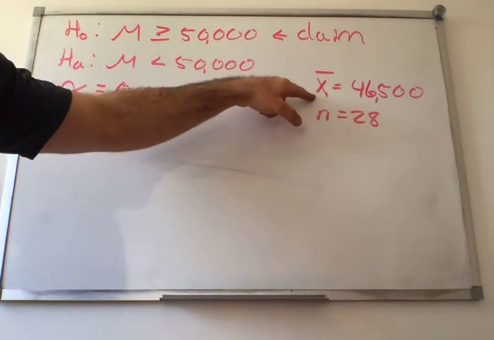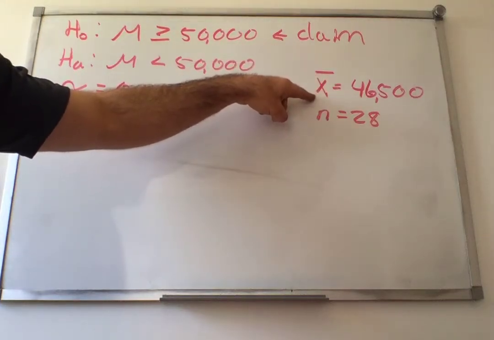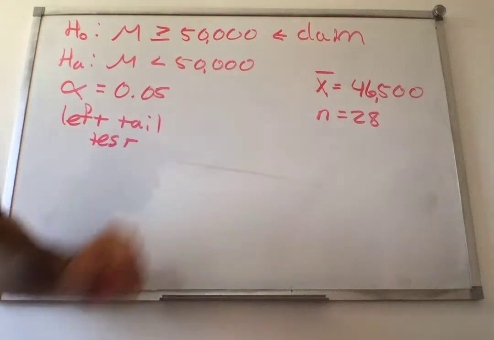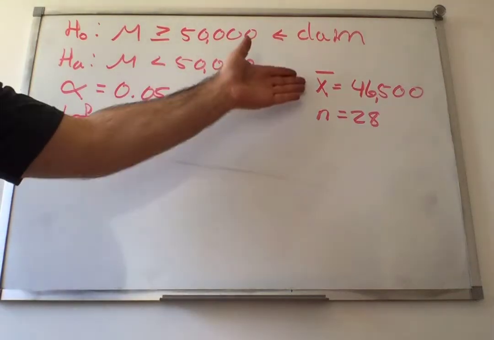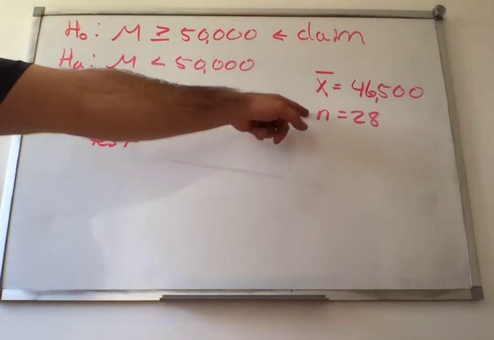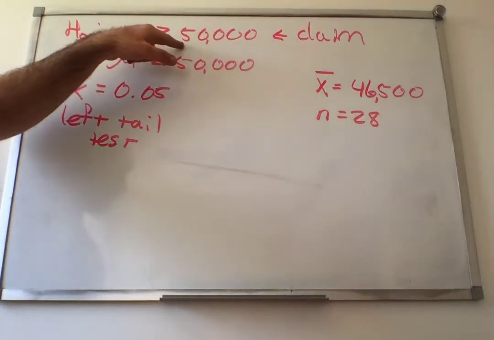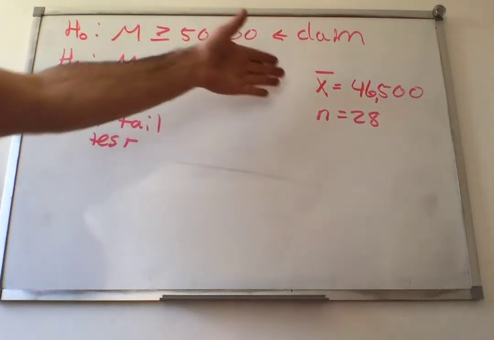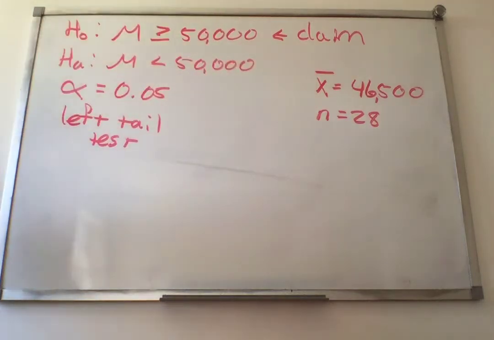Would this sample tell us that they're wrong, or it just happens that it's 46,500? If we did more samples of 28, maybe they come out more than 50,000, okay? We could have just got a wacky sample. That's what we're going to find out right now when we calculate the p-value.